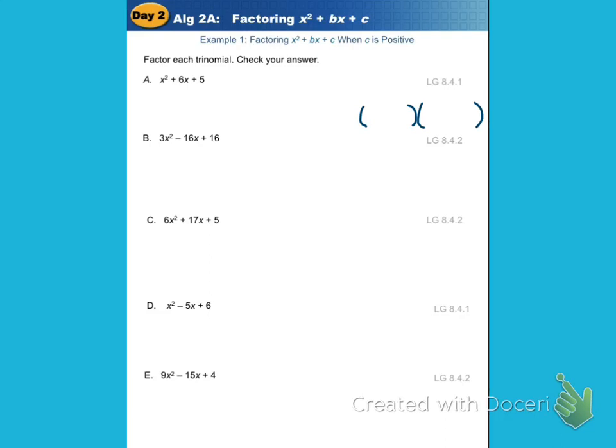And so we said that in this AC method, the first step was to actually multiply the a and the c. Well, if we look at this first trinomial, x squared plus 6x plus 5, when we refer to the a, we actually mean the number in front of the x squared term. And so in this case, our a is 1 and our c is 5. So we're going to multiply 1 times 5, which is 5, and we're looking for factors of positive 5 that add up to positive 6.